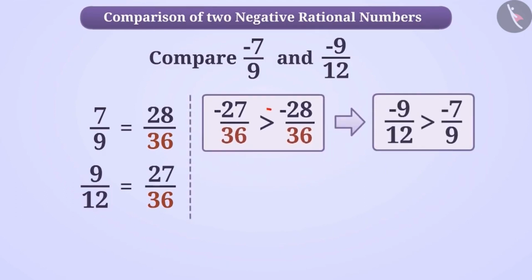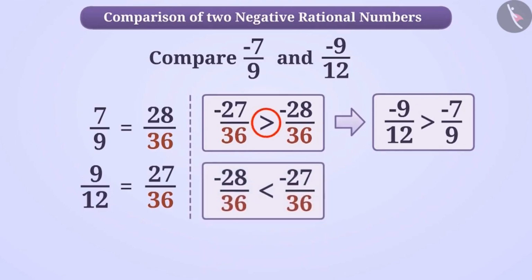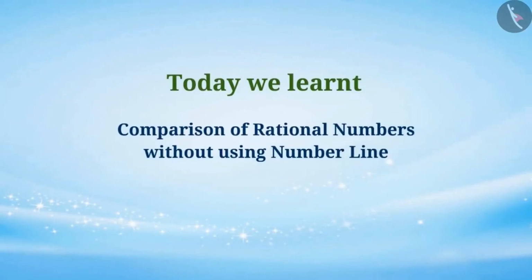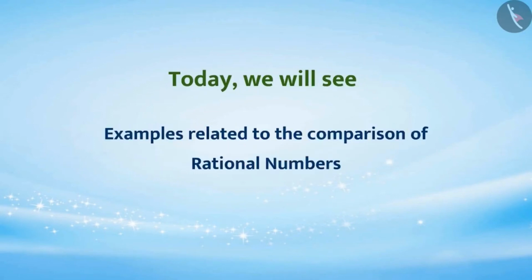Or, if we use the sign that is the opposite of the comparison sign, then we can say that minus 28 by 36 is a smaller rational number than minus 27 by 36. That means minus 7 by 9 is smaller than minus 9 by 12. In both situations, we come to know that minus 9 by 12 is the greater rational number and minus 7 by 9 is the smaller one. Today, we learned about the comparison of rational numbers without a number line. In the next video, we will see some example numbers.